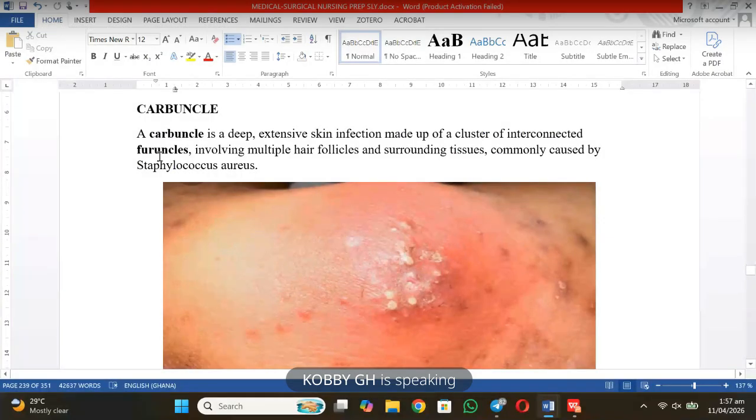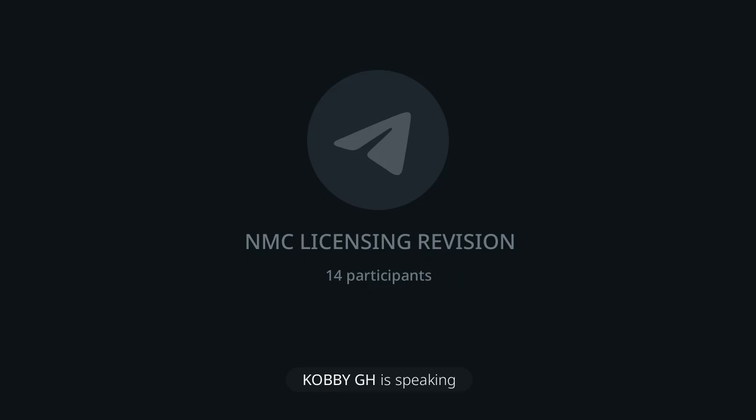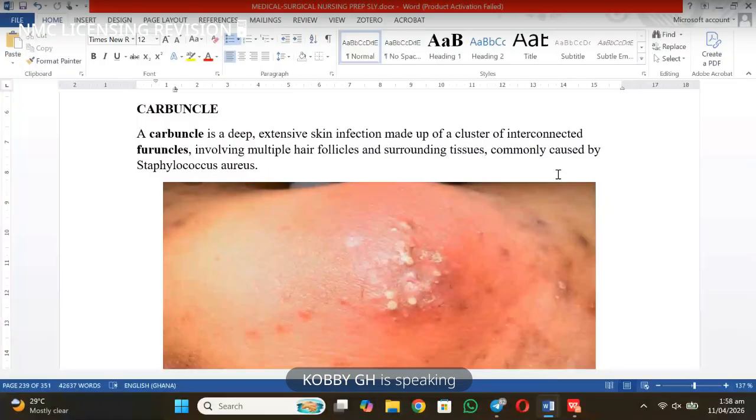When you see this one, it's not single. There is one here, another here, another here, and another here, but they are interconnected. The causative organism is the same, Staphylococcus aureus. But apart from that, all the other factors like poor hygiene, or using razor blades to shave and experiencing a cut, can likely lead to a carbuncle as well. Is that okay?